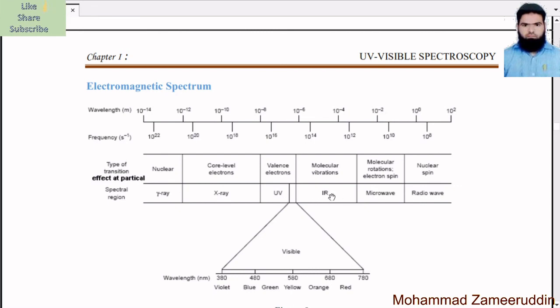Then after visible radiation, there is the infrared fragment. After that, microwaves, and after that, radio waves. Radio waves have the highest wavelength, so they have very little energy. Gamma rays have the smallest wavelength, so they have more energy.